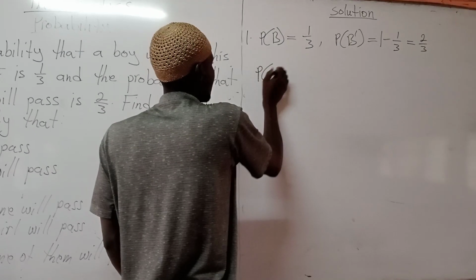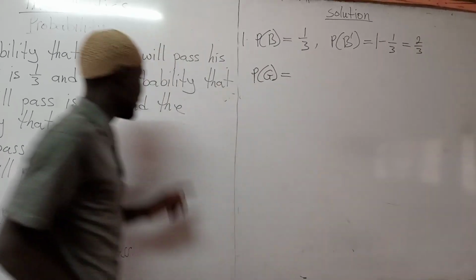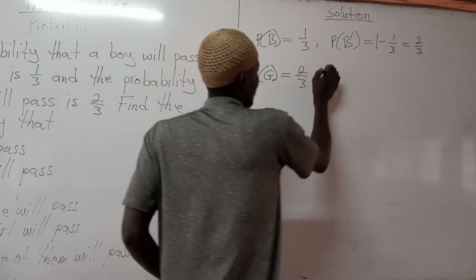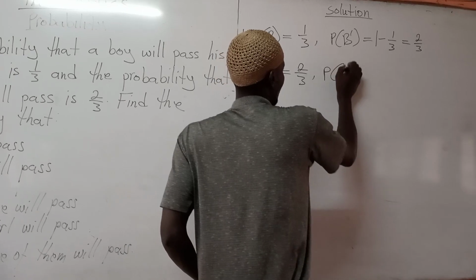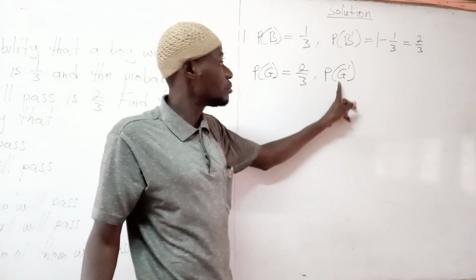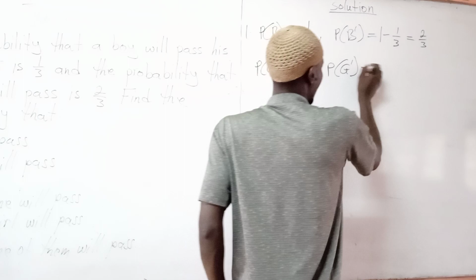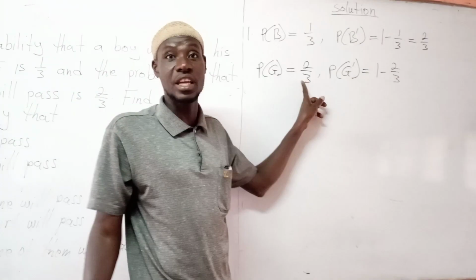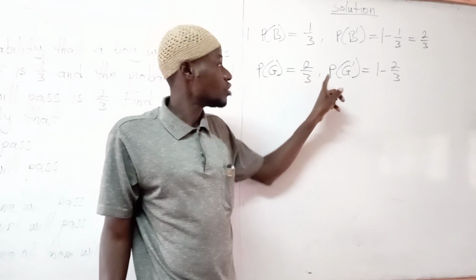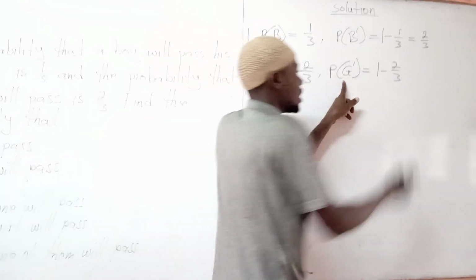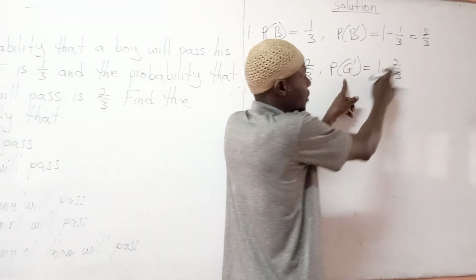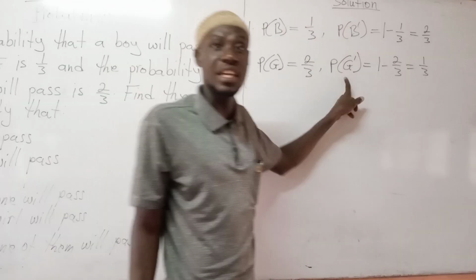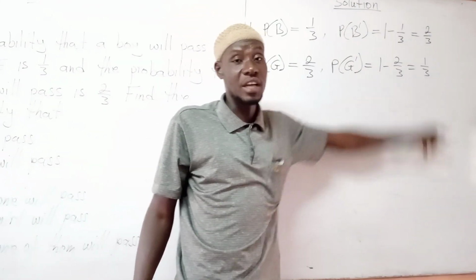Now, the probability that the girl will pass is given in the question to be 2 divided by 3. So the probability that the girl will not pass, let's represent it with G prime, will be equal to 1 minus 2 divided by 3. That is subtracting the probability that the girl will pass from 1. So 3 times 1 gives us 3 minus 2 gives us 1, so it will be 1 divided by 3. So the probability that the girl will not pass is 1 divided by 3.